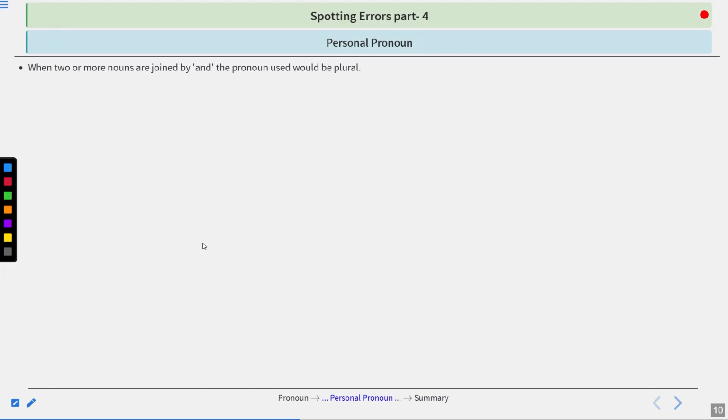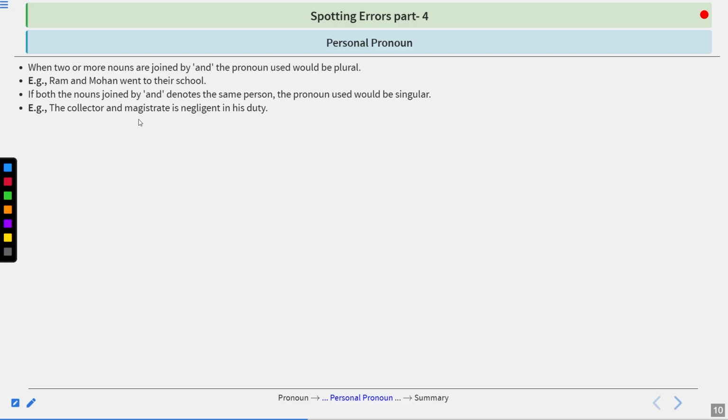When 2 or more nouns are joined by "and," the pronoun used would be plural. Ram and Mohan went to their school. Example. If both the nouns joined by "and" denote the same person, the pronoun used would be singular. So in the previous example, as we have seen, Ram and Mohan becomes plural, so we have used "their" here. But another rule you can say: if both the nouns joined by "and" denote the same person, the pronoun used would be singular.